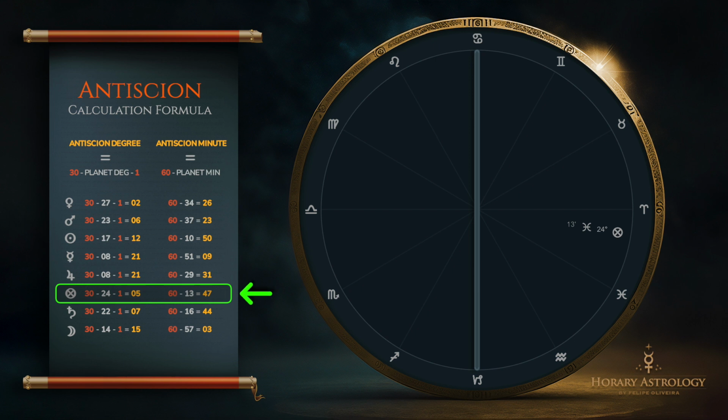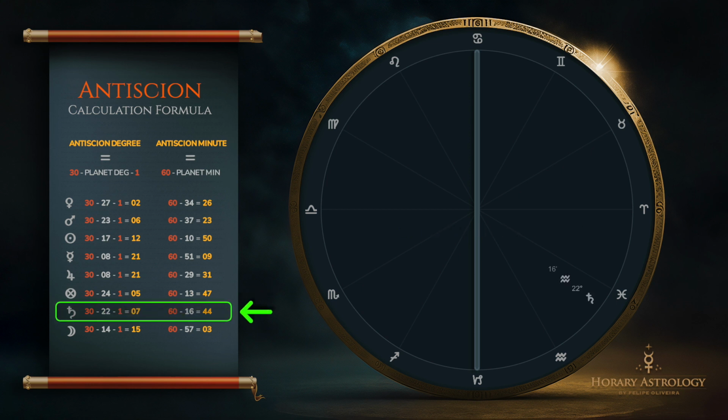Fortuna is at 24 degrees and 13 minutes of Pisces. Its Antiscion will be 30 minus 24 minus 1 equals 5, and 60 minus 13 equals 47. Fortuna's Antiscion is at 5 degrees and 47 minutes of Libra.